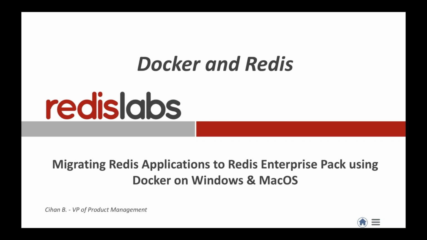Redis is the #1 database on Docker. Redis Enterprise Pack is the enterprise version of Redis with built-in high availability, higher scale, exceptional performance, and the ability to run on a combination of RAM and flash memory. In this session, Shihan will explore setting up a quick development environment on Windows with Redis Enterprise in Docker, in addition to moving a simple app on Mac OS from Redis to Redis Enterprise with Docker.